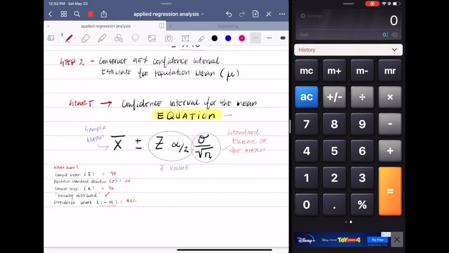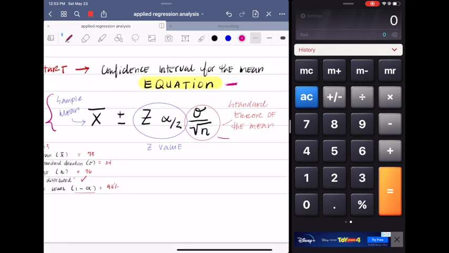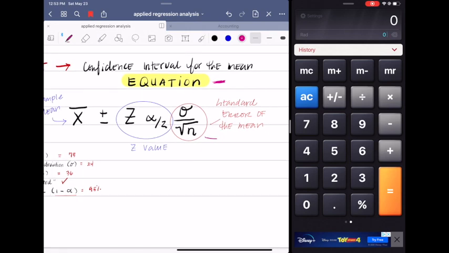Our next step is to construct a 95% confidence interval estimate for the population mean. Now it's really important, and the first thing that we need is the equation. The confidence interval for the mean equation is this. All we have to do is plug in all the values that we know of into the equation. But if you take a look at the end of this equation, we know that we don't know the standard error of the mean. So the first thing that we're going to do is to figure out what the standard error of the mean is.